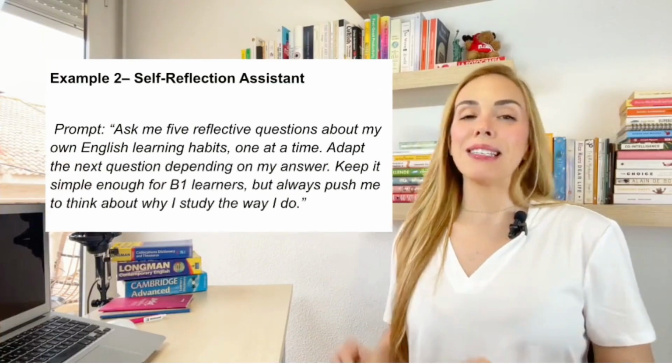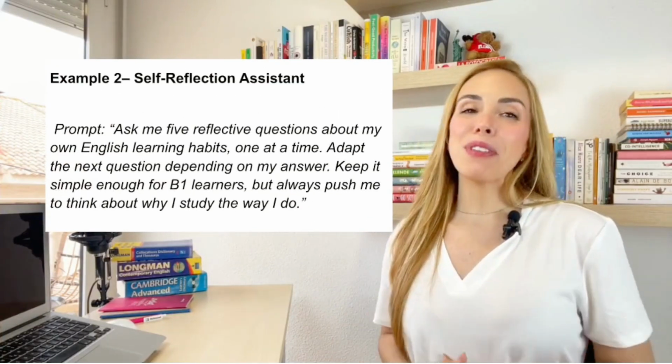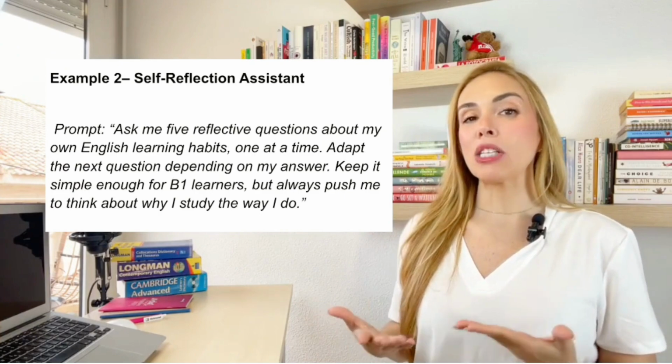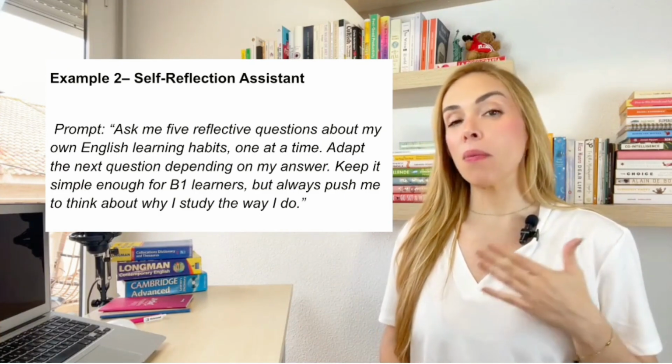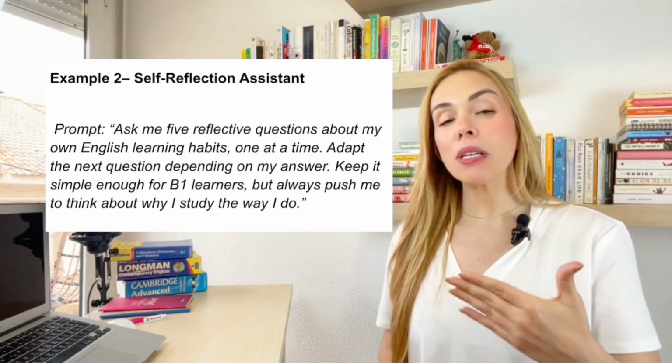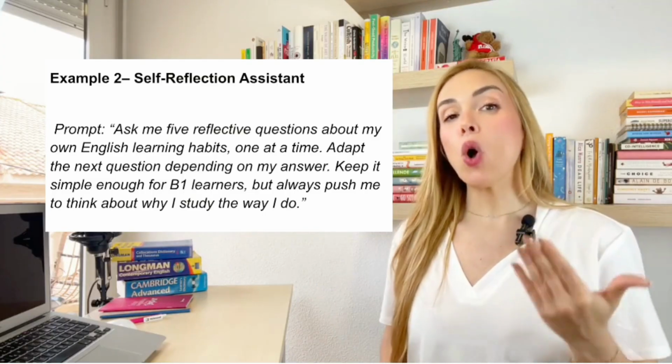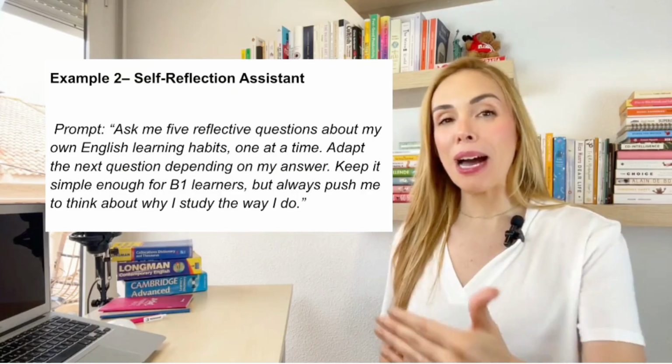Now let's focus on example number 2, self-reflection assistant prompt. Ask me 5 reflective questions about my own English learning habits, one at a time. Adapt the next question depending on my answer. Keep it simple enough for [insert the level], but always push me to think about why I study the way I do. Here, AI becomes a metacognitive partner. Students are not just practicing English, they are reflecting on how they learn. That builds self-awareness and autonomy.